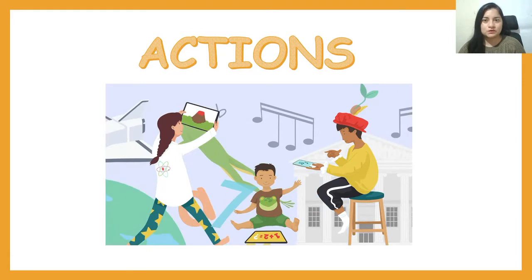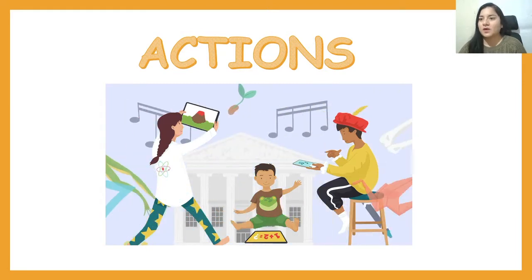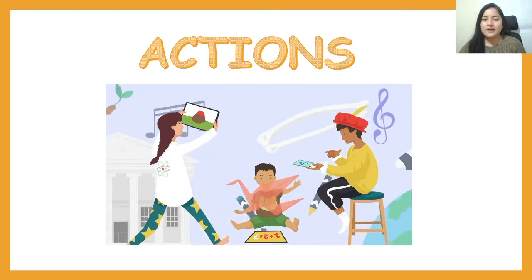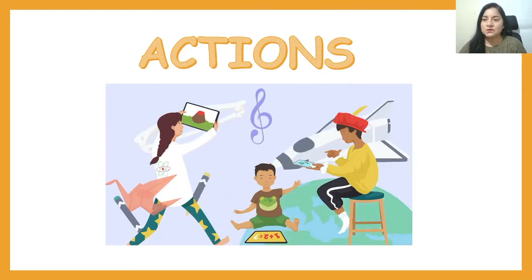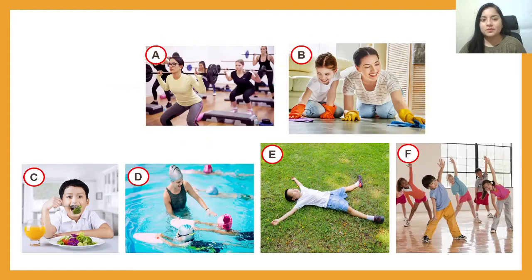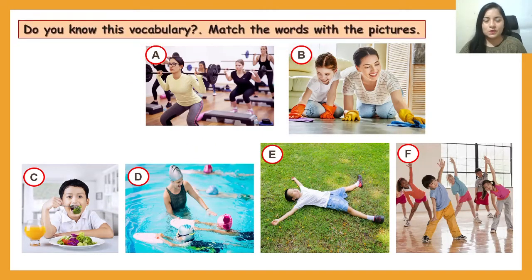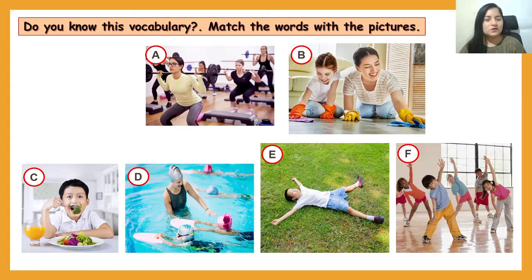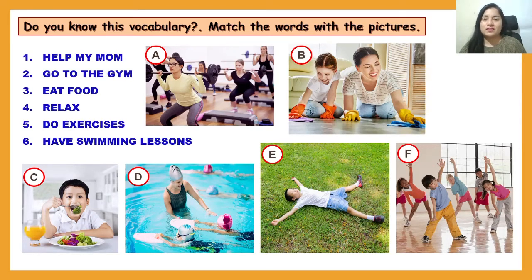Yes, in our books in Unit 6 we were talking about actions and daily routine, but now I will present you some new words. So, for example, here I have some pictures. Do you know this vocabulary? What vocabulary is letter A, B, C, D, E or F? Do you have any idea? Here I have the words. So now you are going to match the words with the correct pictures.